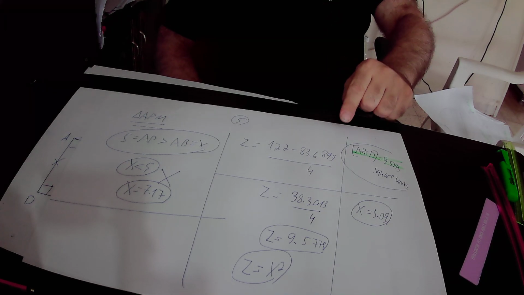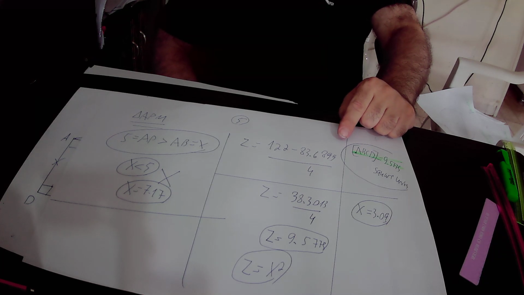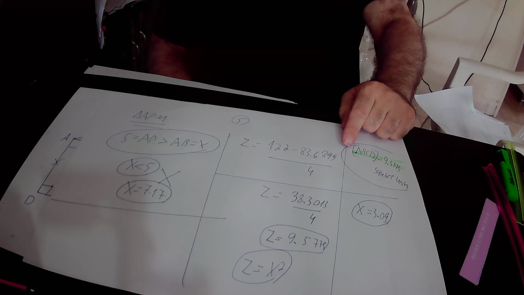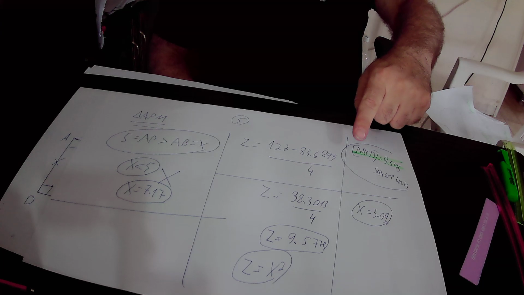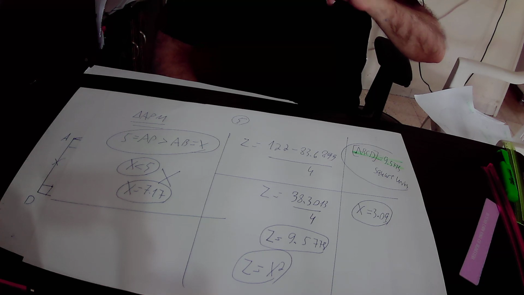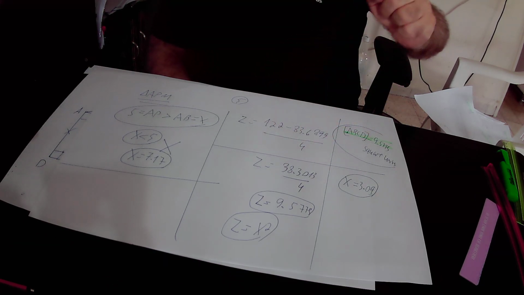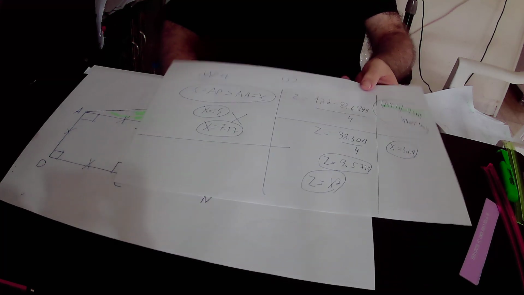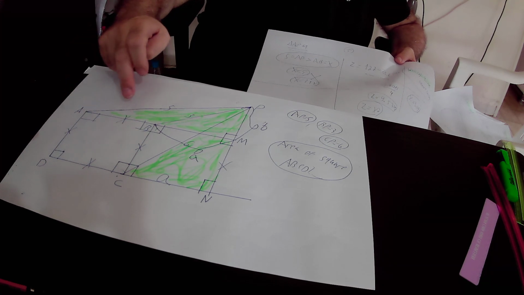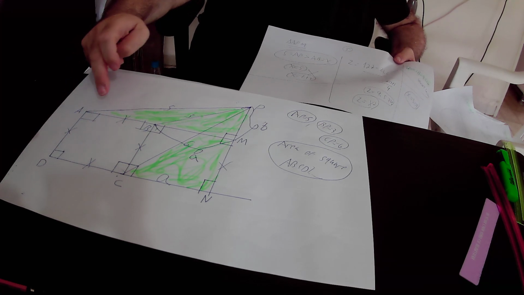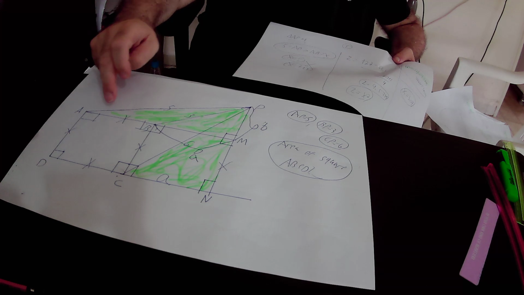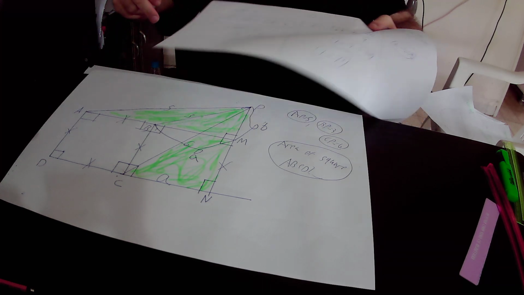122 minus 83.6899 is 38.4013, and if we divide it by 4, we get that Z equals 9.5775. And according to our definition, Z equals X squared. And here, the area of square ABCD equals X squared. So X squared is exactly the area of square ABCD, that is actually the area that we are looking for.